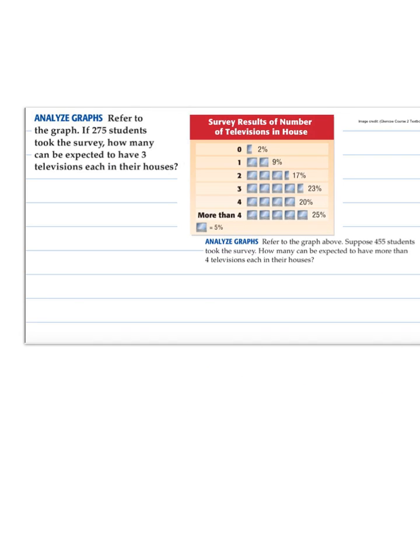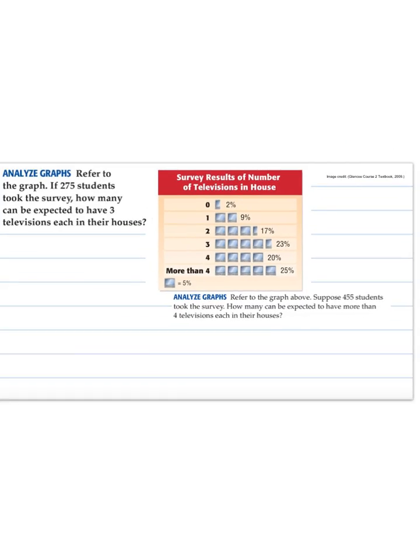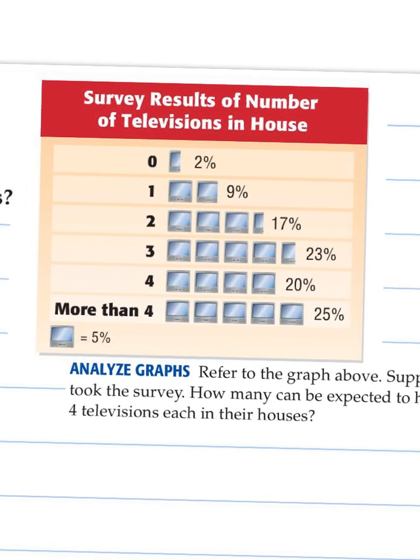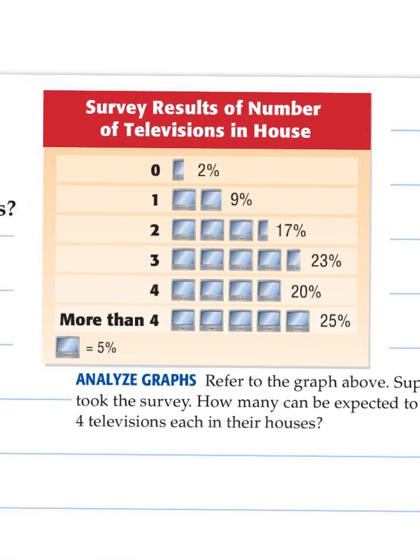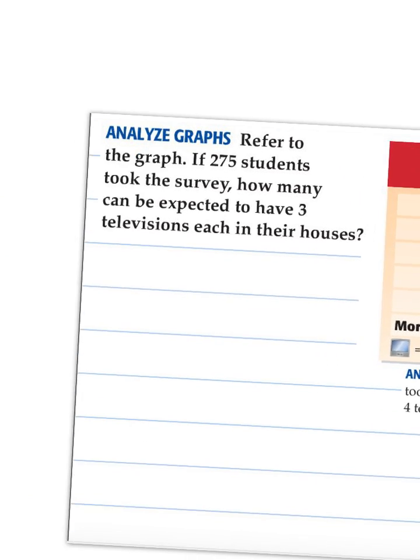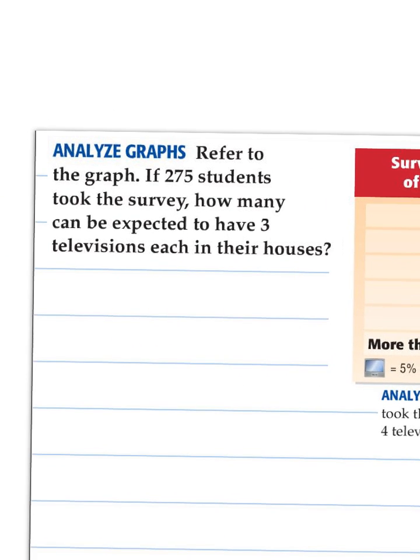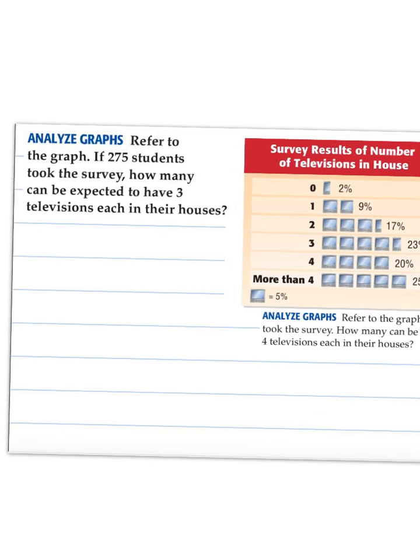All right, so now we're given a survey here, okay? So let's start with looking at the results of this survey and the information that we have here. So survey results of number of televisions in a house. Okay, so somebody surveyed some people and they found out that the amount of people with 0 TVs is 2%, 1 TV is 9%, so on and so forth. Okay. Each TV represents 5%. Okay. The question here says, refer to the graph. If 275 students took the survey, how many can be expected to have 3 televisions in their house?